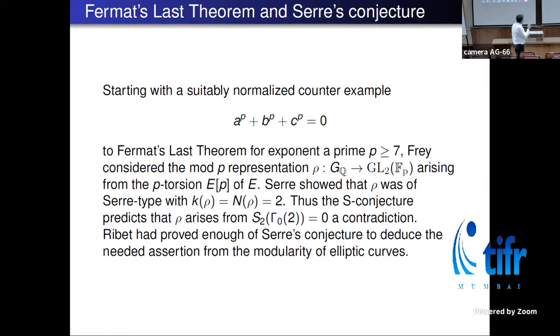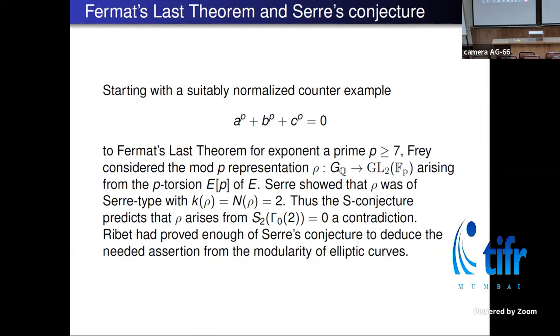So Serre's conjecture would predict that rho arises from S2(Gamma0(2)), which is the space of holomorphic differentials on some P1, which is 0, and therefore that's a contradiction. So that was how Serre formalized Frey's intuition that the Frey elliptic curve should not exist. The elliptic curve could well exist, but the mod p representation had too small ramification.